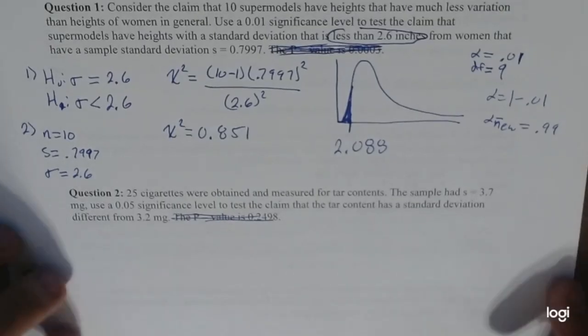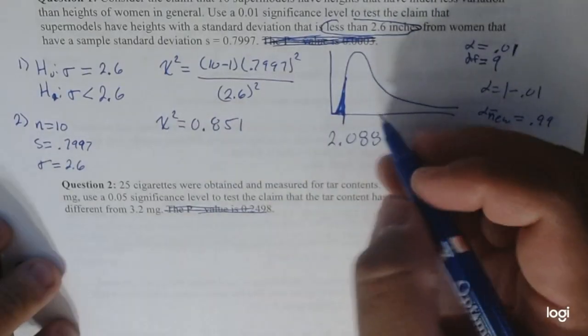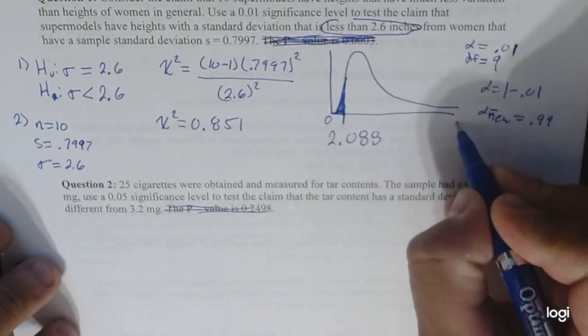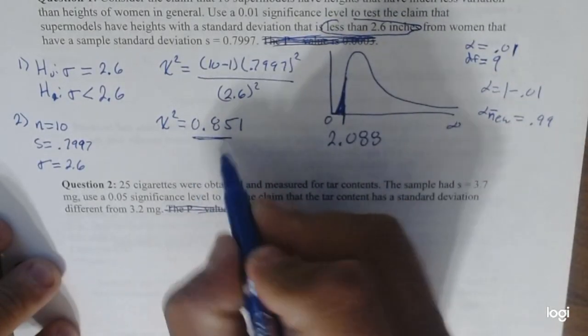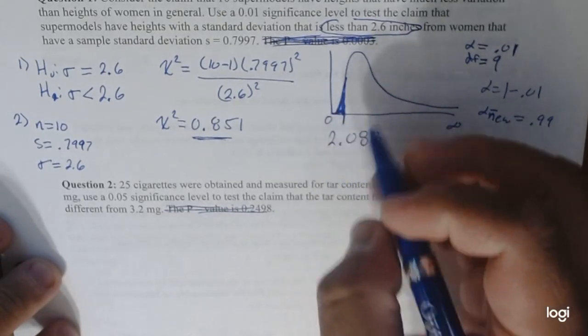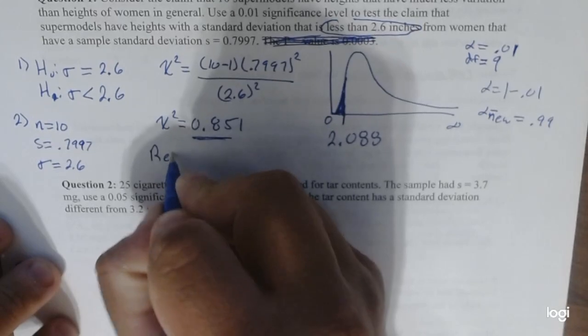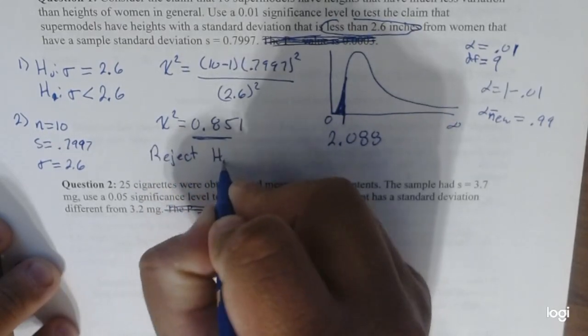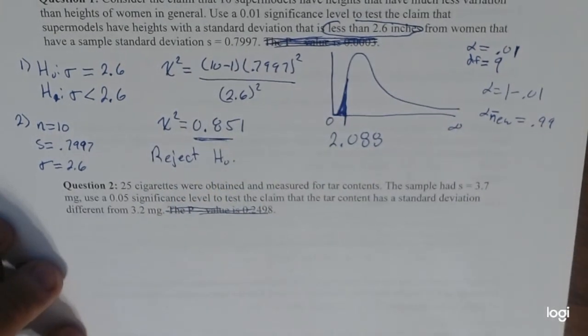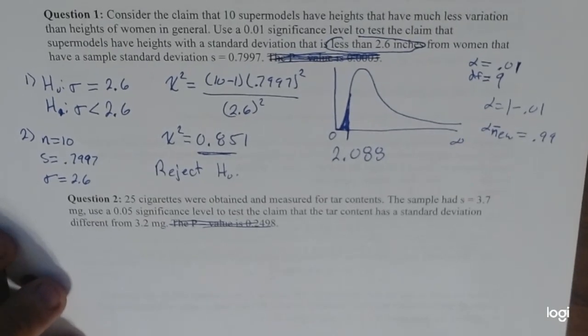Okay, and now we do the same exact concept. So remember, chi-squared goes from 0 to infinity. So is our chi-squared value within 0 to 2.0? Definitely yes, right? So that means we will reject our null hypothesis. Okay? And we do the same exact conclusion, right? Go back to your portion.